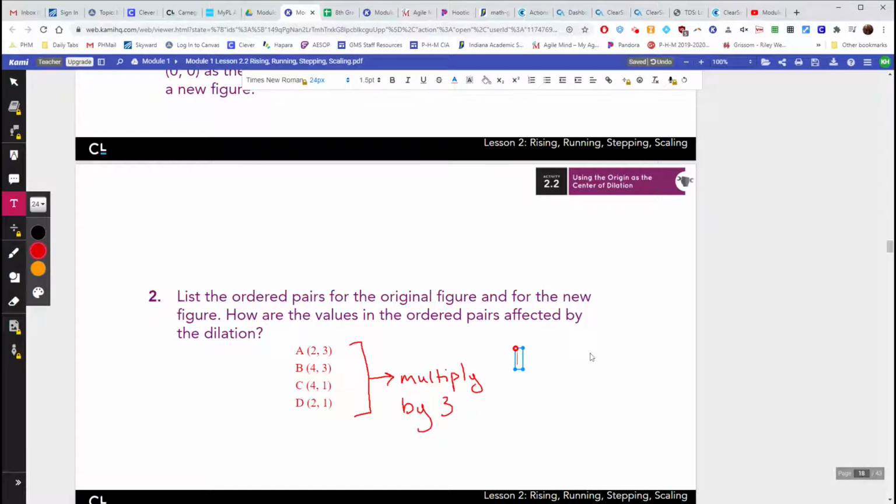We get A prime by taking the x coordinate and the y coordinate and multiplying them by 3. So 2 times 3 gives us 6 for the x coordinate, and 3 times 3 gives us 9 for the y coordinate. B prime, we do the same thing: multiply the x coordinate, multiply the y coordinate. So 4 times 3 is 12, and 3 times 3 is 9. Why don't you pause the video, try C prime and D prime on your own, and then we'll come back and check them.